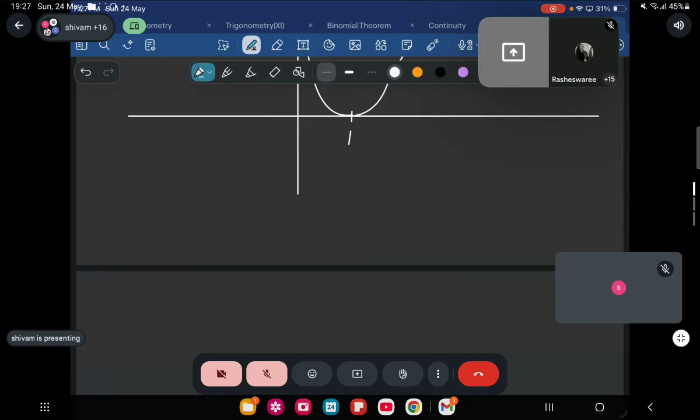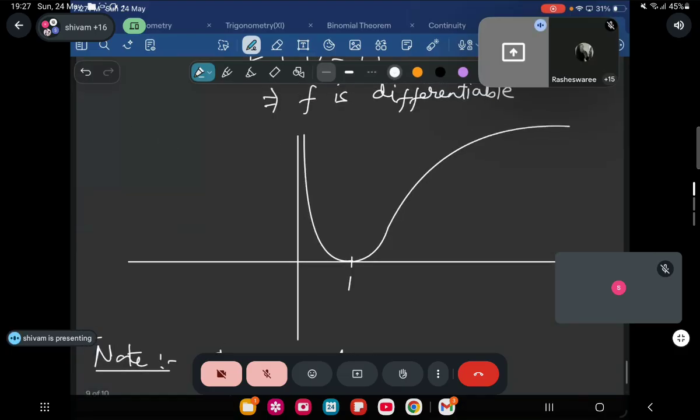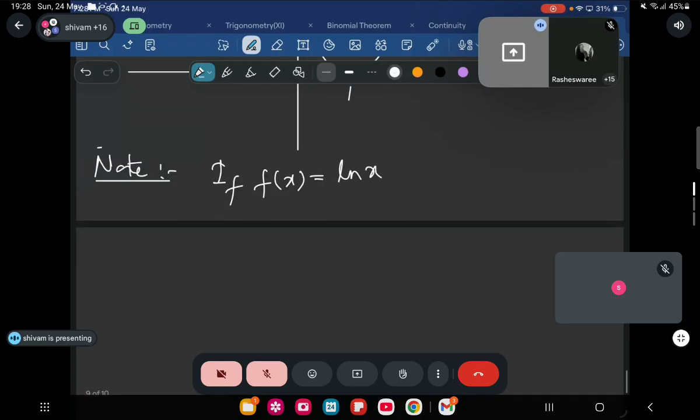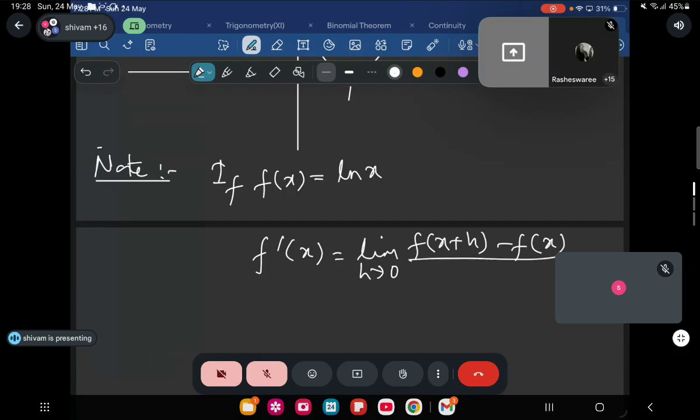Anyway, everyone see, how can we find the derivative by first principle? Derivative of any function by using first principle, if f of x equal to ln x. Did you understand the previous one? Is it clear? Those who are online, did you understand the previous problem? Yes. f dash x will be equal to limit h tends to 0, f of x plus h minus f of x upon h. Are you getting it?